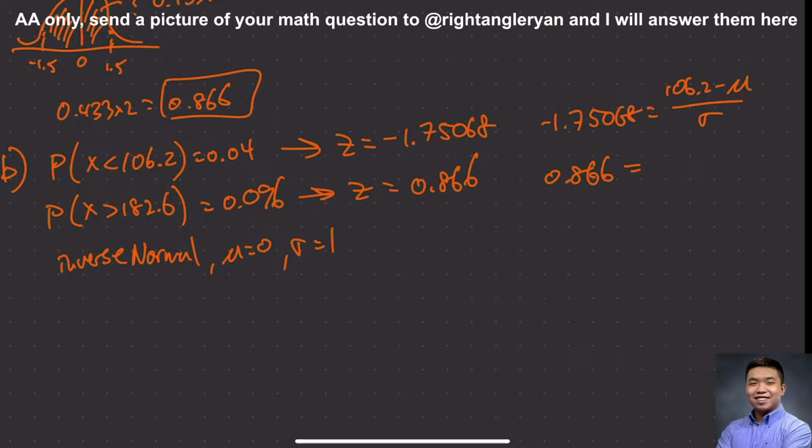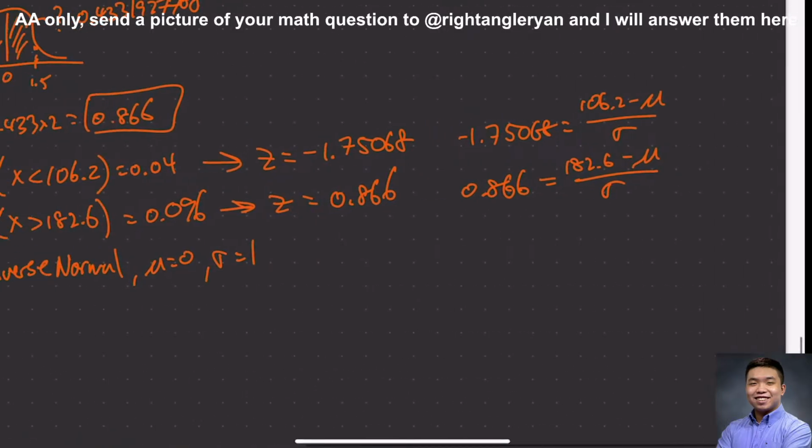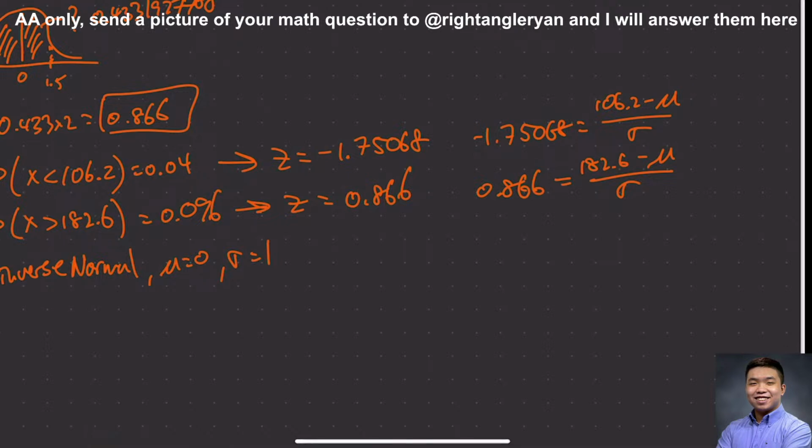And 0.866 is equal to 182.6 minus mean over sigma. So now I have two equations, two unknowns. I can just solve for it, right? So just do your simultaneous equations here, solve it. You will get mean equals 150, and then sigma equals 25. Okay, remember to round to 3 sig figs.